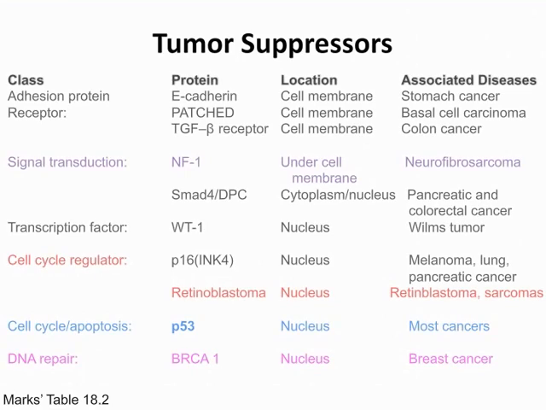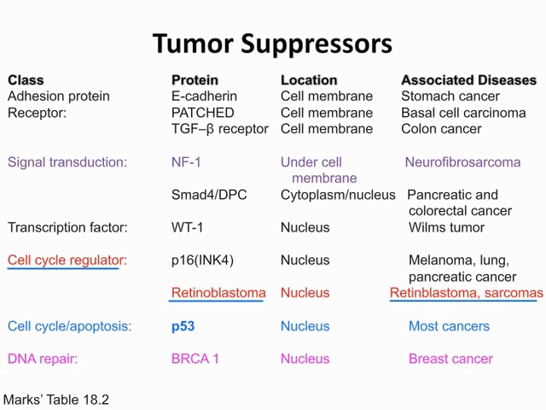So learning objective 5 is describing the role of various tumor suppressor genes. So here's a very important table to remember, especially the ones that are in color. So you have the class, signal transduction. You have the protein, NF1. You have the location, and then the associated diseases. So definitely know these.